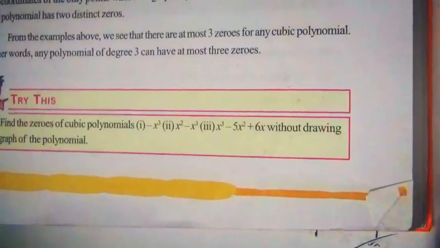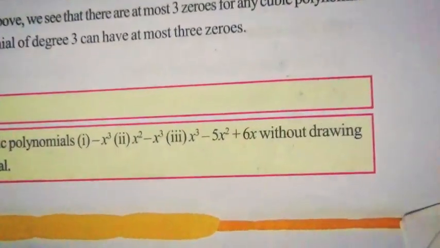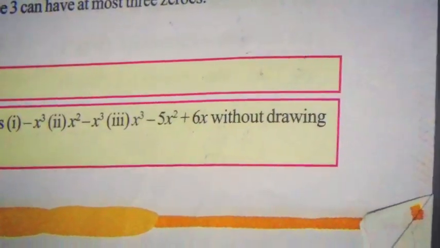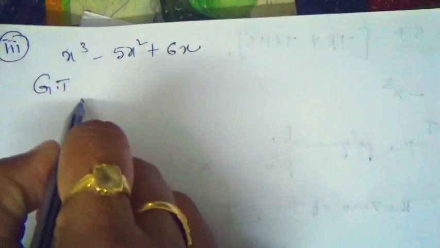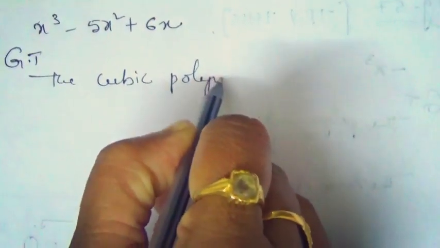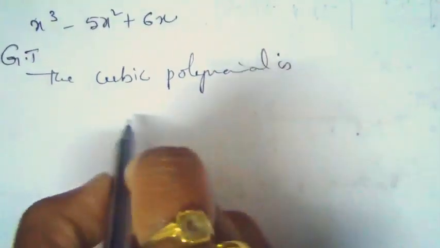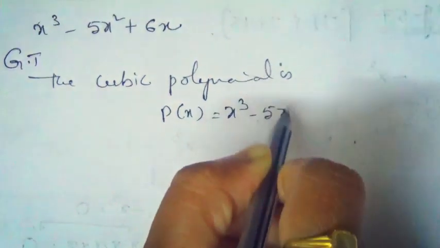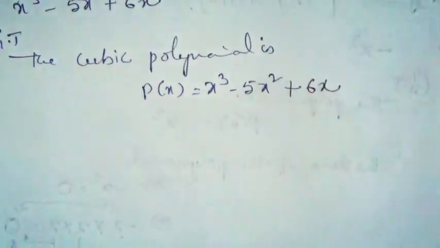What is the third one here? The third one is x cube minus 5x square plus 6x. Given that the cubic polynomial is p of x is equal to x cube minus 5x square plus 6x.